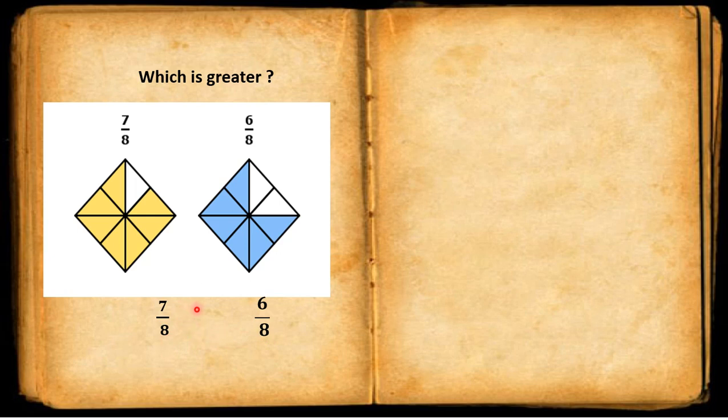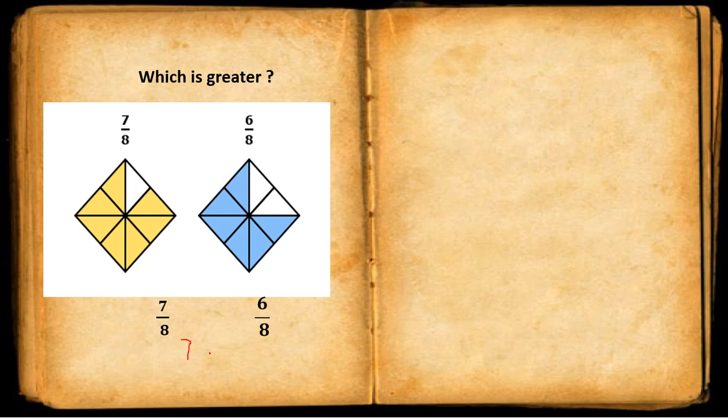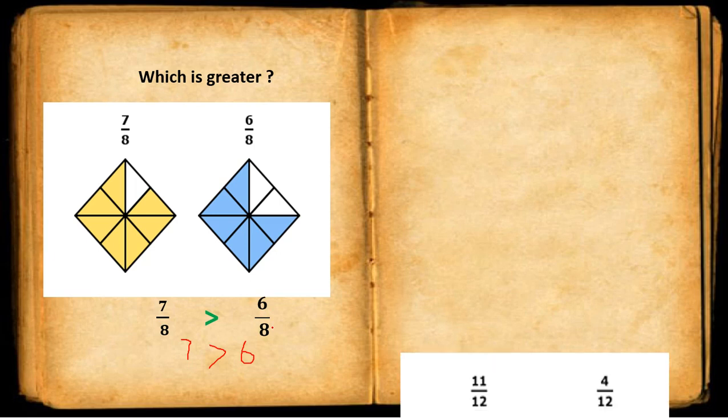So here the comparison is only between the numerators. The numerator in 7 by 8 is 7, and the numerator in the fraction 6 by 8 is 6. So tell me, 7 or 6, which is greater? Yes, we can write 7 is greater than 6. So the sign we have to place between these two fractions is: 7 upon 8 is greater than 6 upon 8. Let's consider one more example.